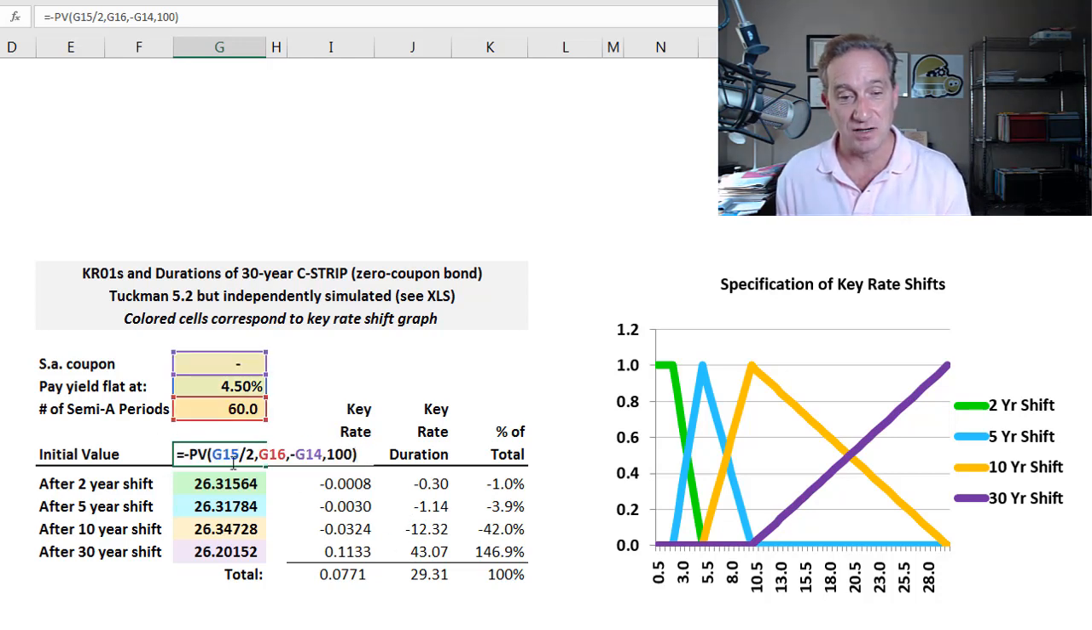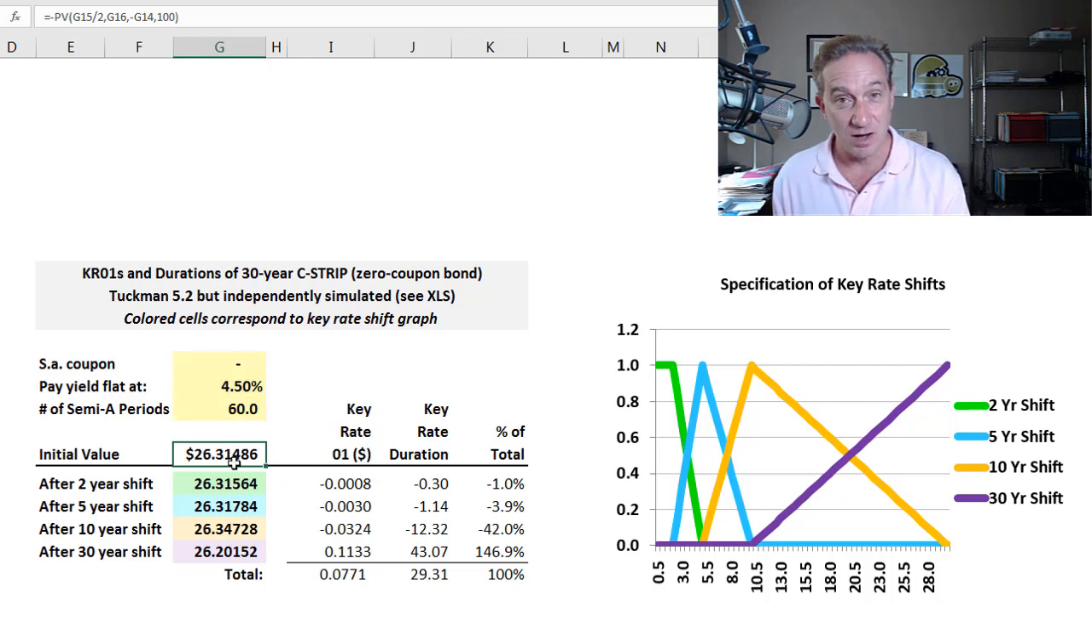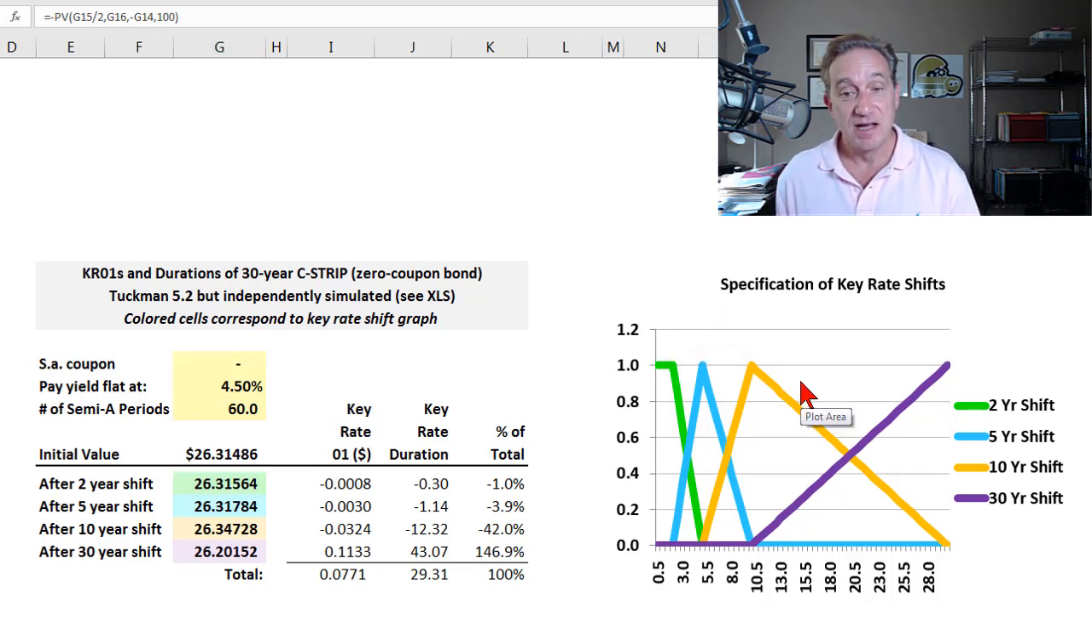In my spreadsheet, I simply use Excel's PV calculation. For a zero coupon bond, we expect it to be pretty aggressively discounted, so it is. The initial price of this 30-year zero coupon bond at 4.5% with semi-annual compound frequency is $26.31 and a half cents.